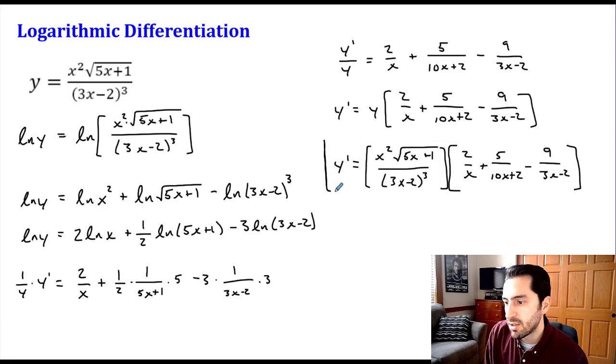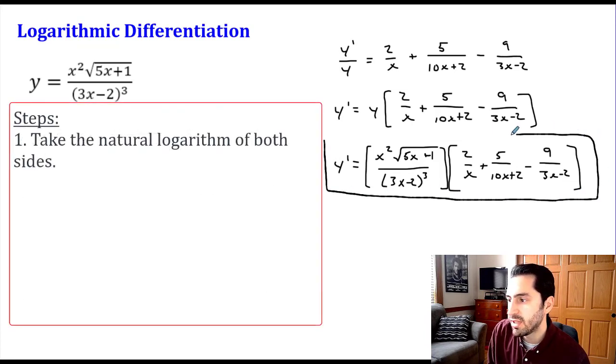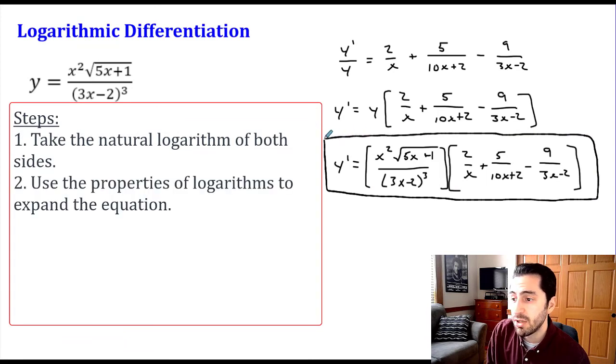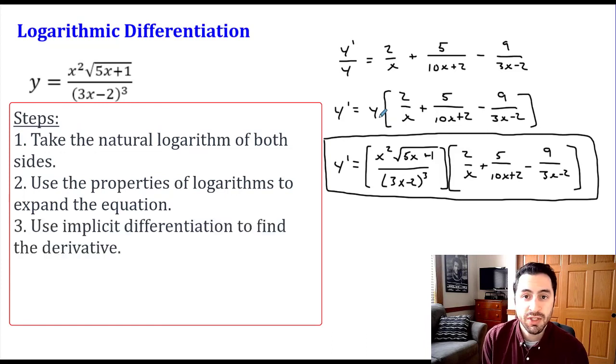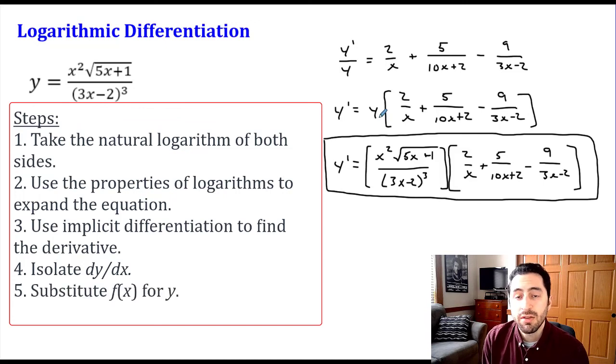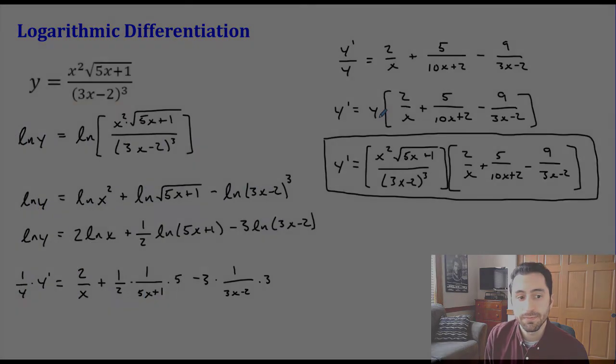And just to summarize this process and how we do this, we take the natural log of both sides. We use the properties of logarithms to expand our equation as much as possible. After we expand, we use implicit differentiation to find the derivative. We're going to isolate the dy over dx, or as I showed here, the y prime. And then the last step is we need to back substitute. We'll plug in our original equation for y, and that gives us our derivative.